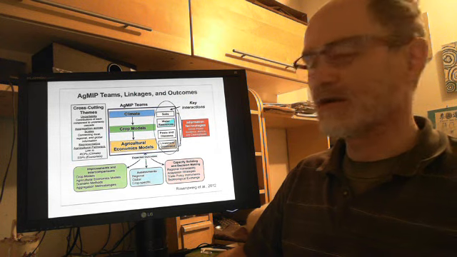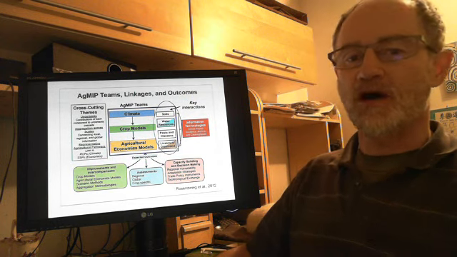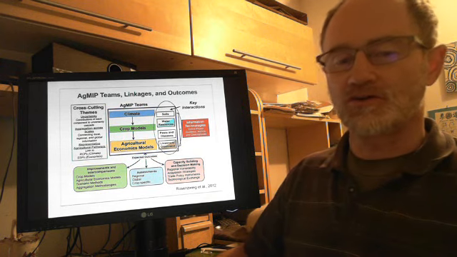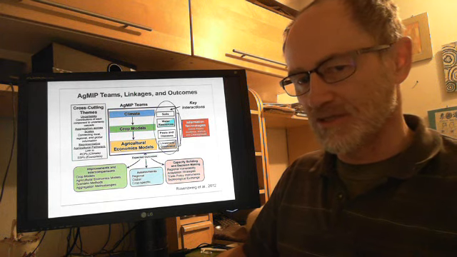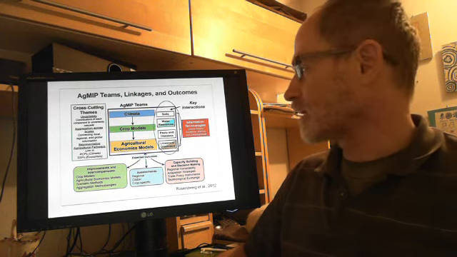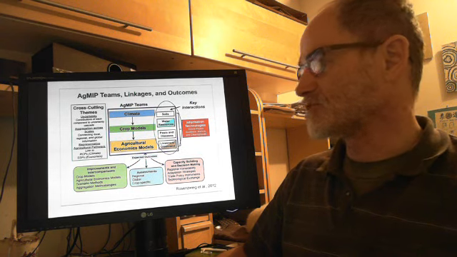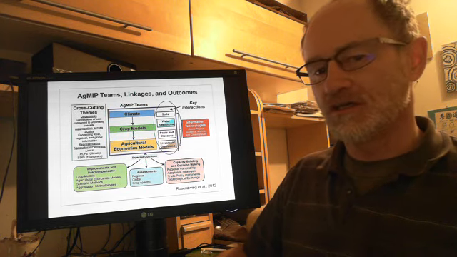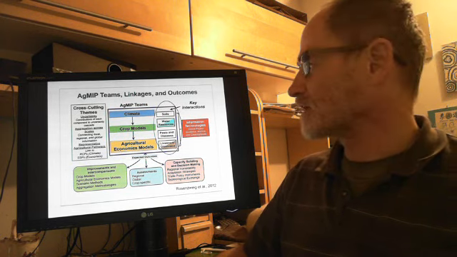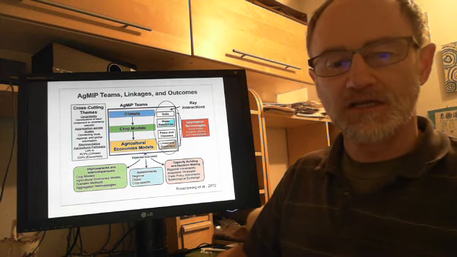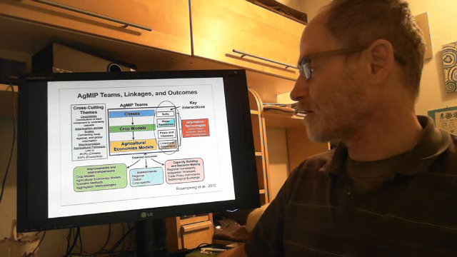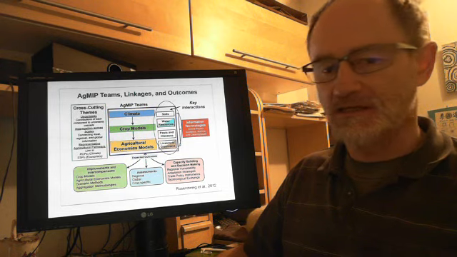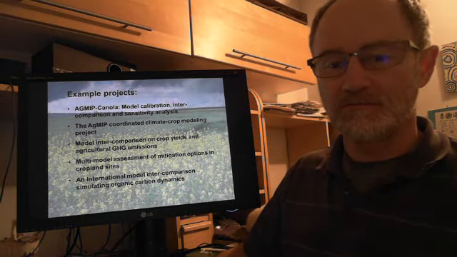AgMIP is composed primarily of three main teams: climate modeling, crop modeling, and agricultural economic modeling. There are several key interactions that may occur across these teams related to soils, water, pests, and livestock or grassland. It may be greenhouse gas emissions. There are also cross-cutting teams focusing on uncertainty, various spatial scales, and climate change scenarios. The main outcomes from AgMIP are improved models, assessments at the regional scale, and capacity building.